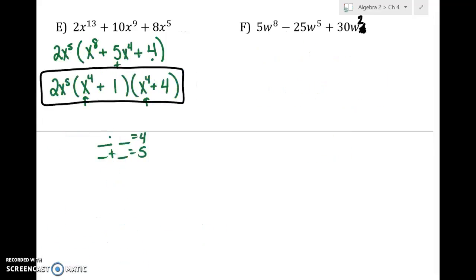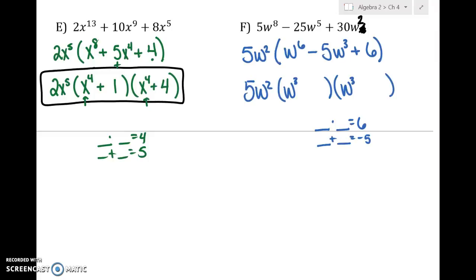On F, it is supposed to be 30w squared, not 30w2. So make that correction and try F on your own. Okay, you can factor 5w squared out of the trinomial. You're left with w to the 6th minus 5w to the 3rd plus 6. Because it's w to the 6th, the two things need to be w to the 3rd. Also, what might help you, whatever's in the middle, that's what the w needs to be in the parentheses. To multiply to give you positive 6, they either both have to be positive or they both have to be negative. Since we're adding up to negative 5, that means this is negative 2 and negative 3.